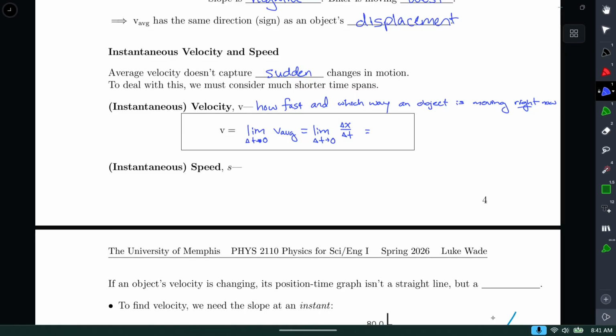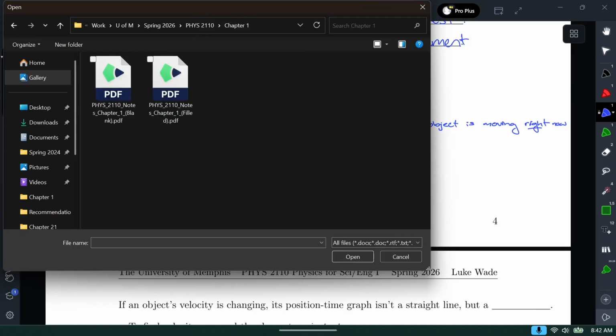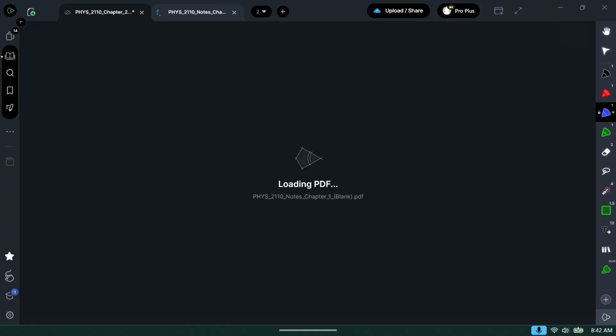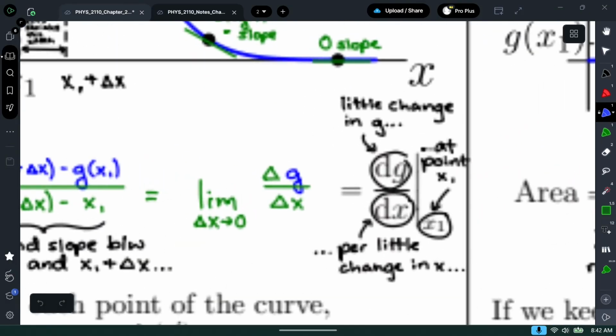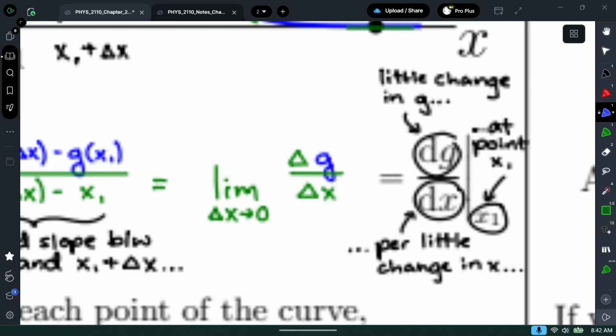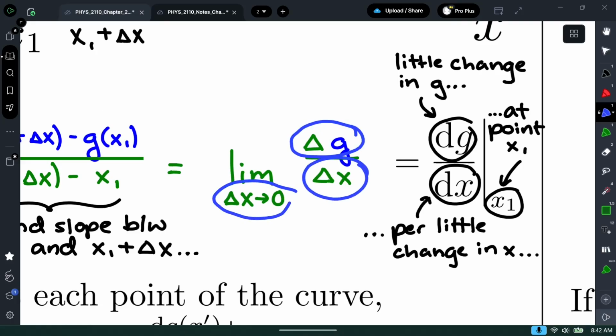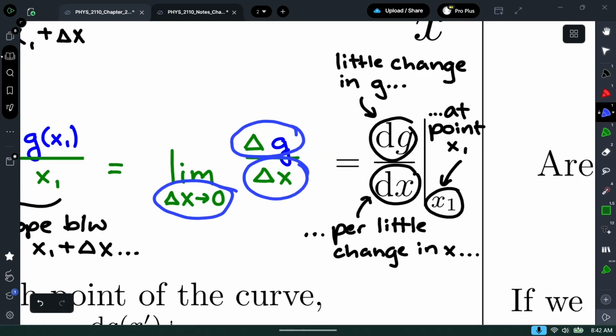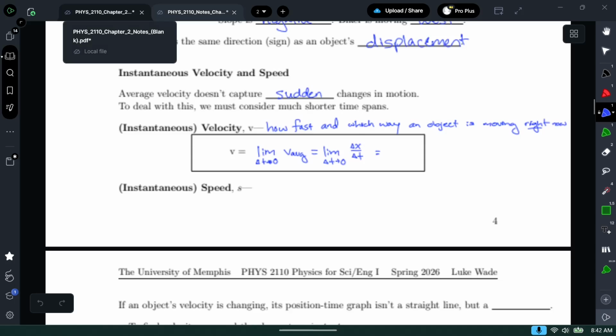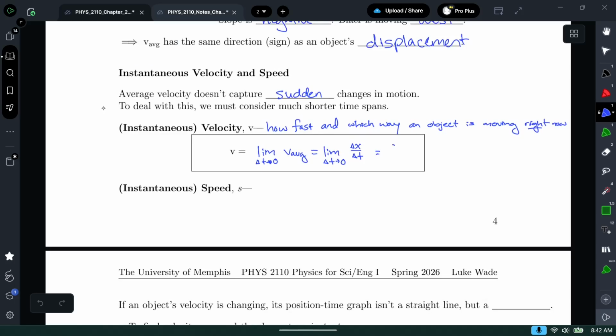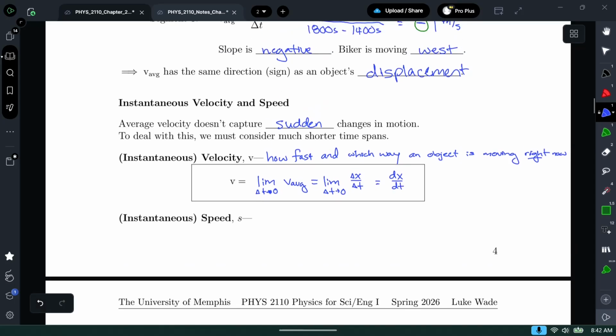But what is this? We did have to do pretty rapid fire coverage of it, but let's go into our chapter 1 notes real fast. So I'm looking at the limiting case of a change in one quantity over a change in another as that denominator one goes to 0. We call that the derivative. So this is the derivative of position with respect to time, meaning little change in position per little change in time.